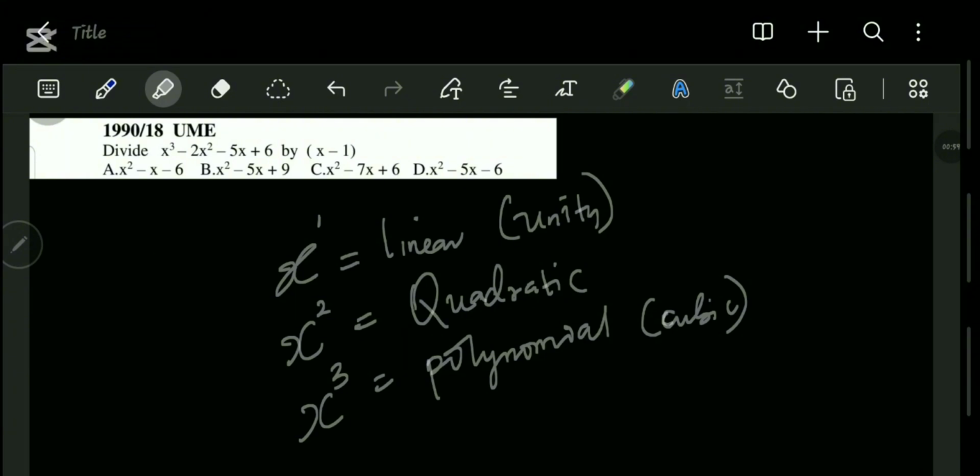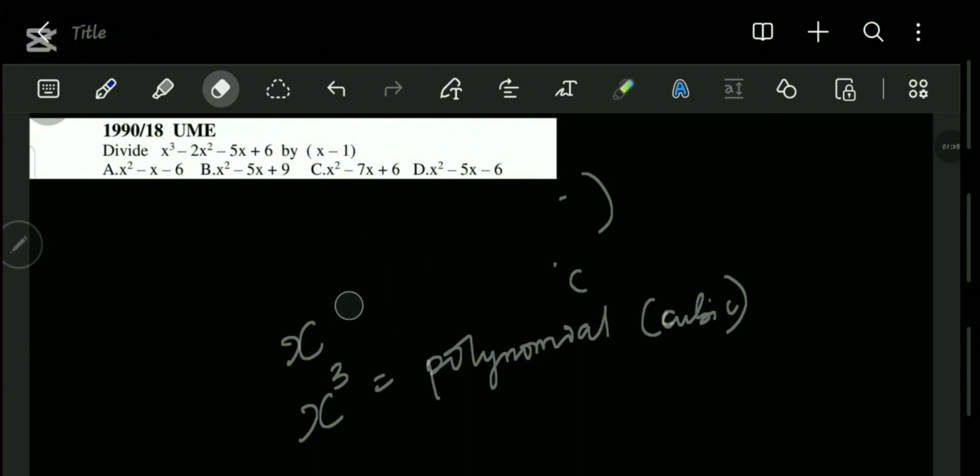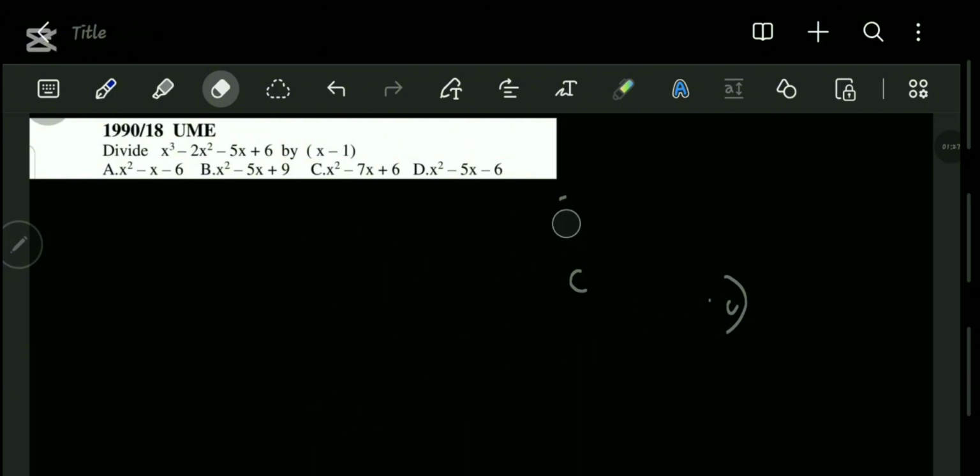Right? So for this question, we have to divide x to the power 3 minus 2x squared minus 5x plus 6 by x minus 1. If you notice closely, the first expression there is polynomial in nature because it has the highest degree there is 3, and then we have a linear here because the highest degree here is 1. Right? So now all we want to do here is this: we're going to apply the principle of long division.